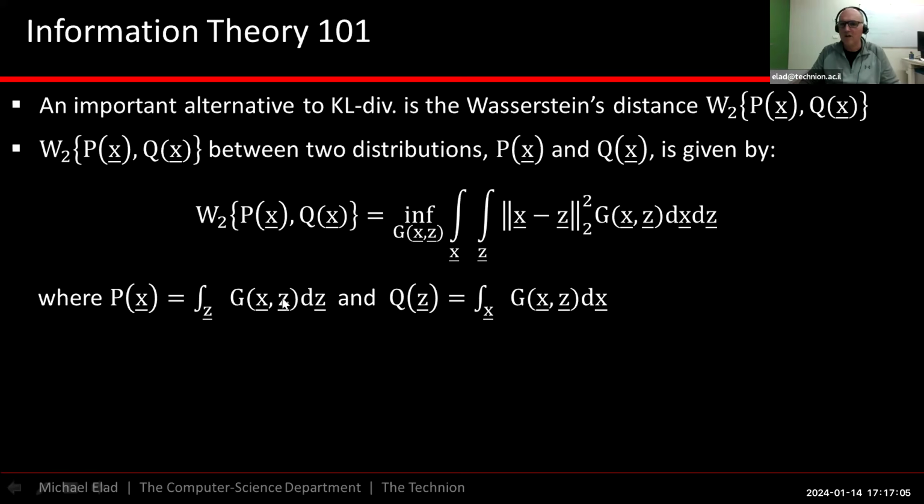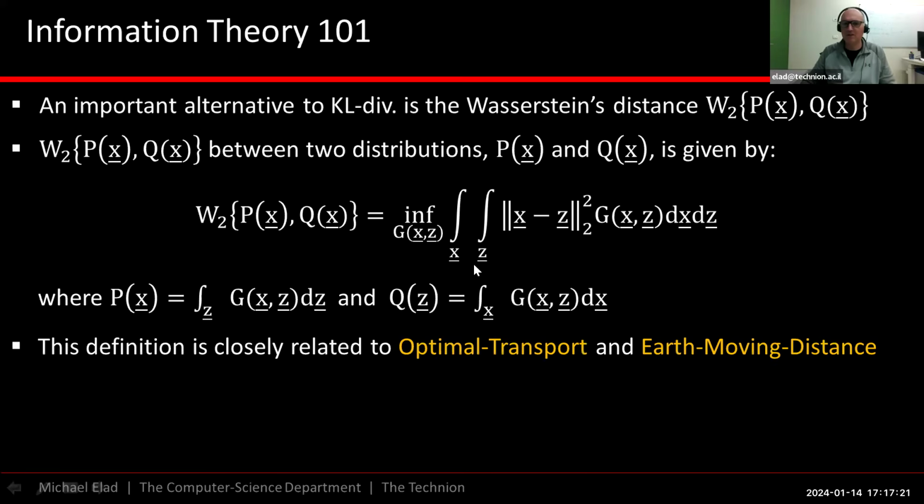Among all of them, minimize this expression that creates the shortest possible path of replacing x's by z's with this joint probability. So if you have a joint probability that is nearly diagonal, this is the ideal case to have, okay? And a few properties about this. This is basically, by the way, optimal transport. It is also closely related to Earth Mover's Distance that has been used for years in different contexts.